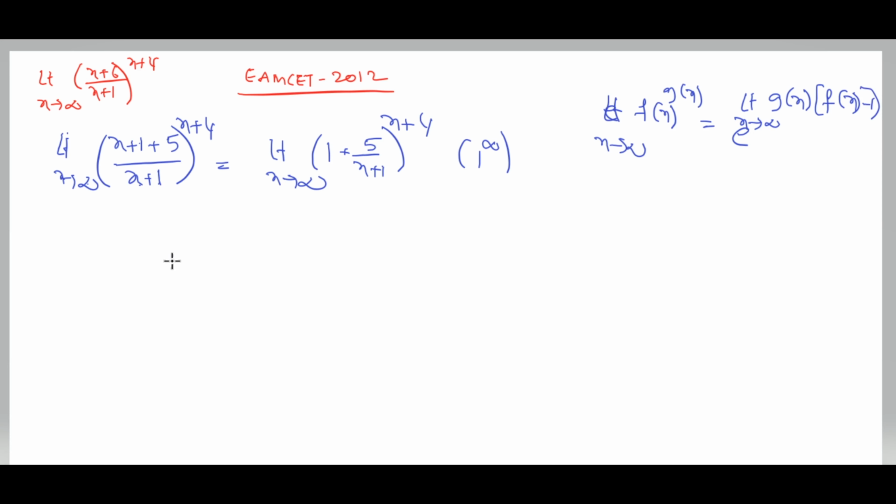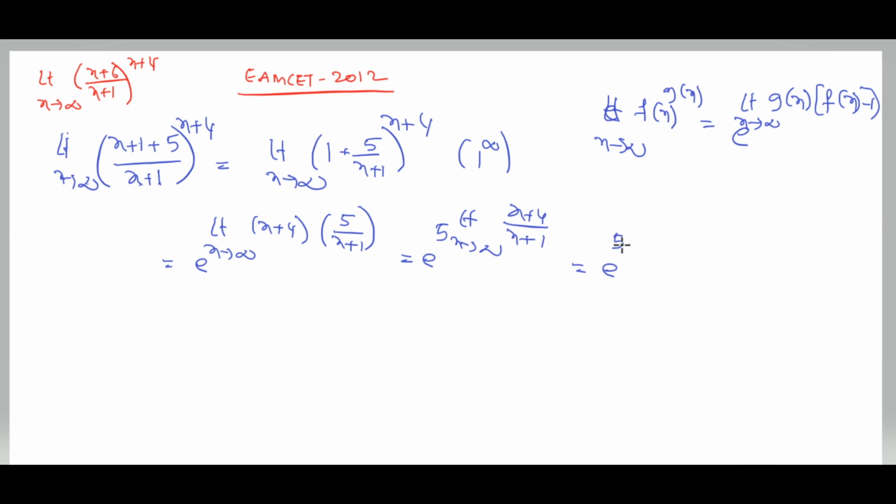Apply this formula: e to the power of limit x tends to infinity g of x into f of x minus 1, that is 5 by x plus 1. Here the 1 is cancelled, so that is equal to e to the power of 5 into limit x tends to infinity (x plus 4) by (x plus 1). As x tends to infinity, write down the highest coefficient: the numerator coefficient of x is 1, the denominator coefficient of x is 1, so 5 into 1 by 1, that is equal to e to the power of 5. That is the answer.